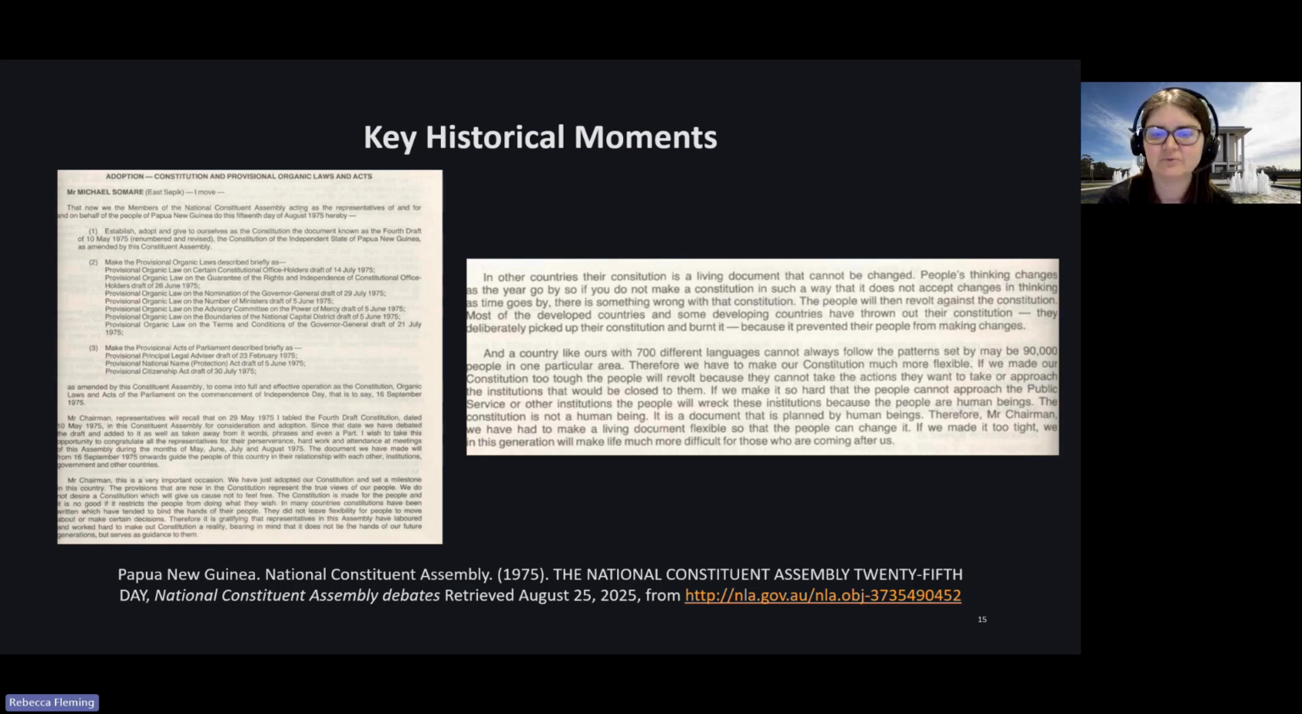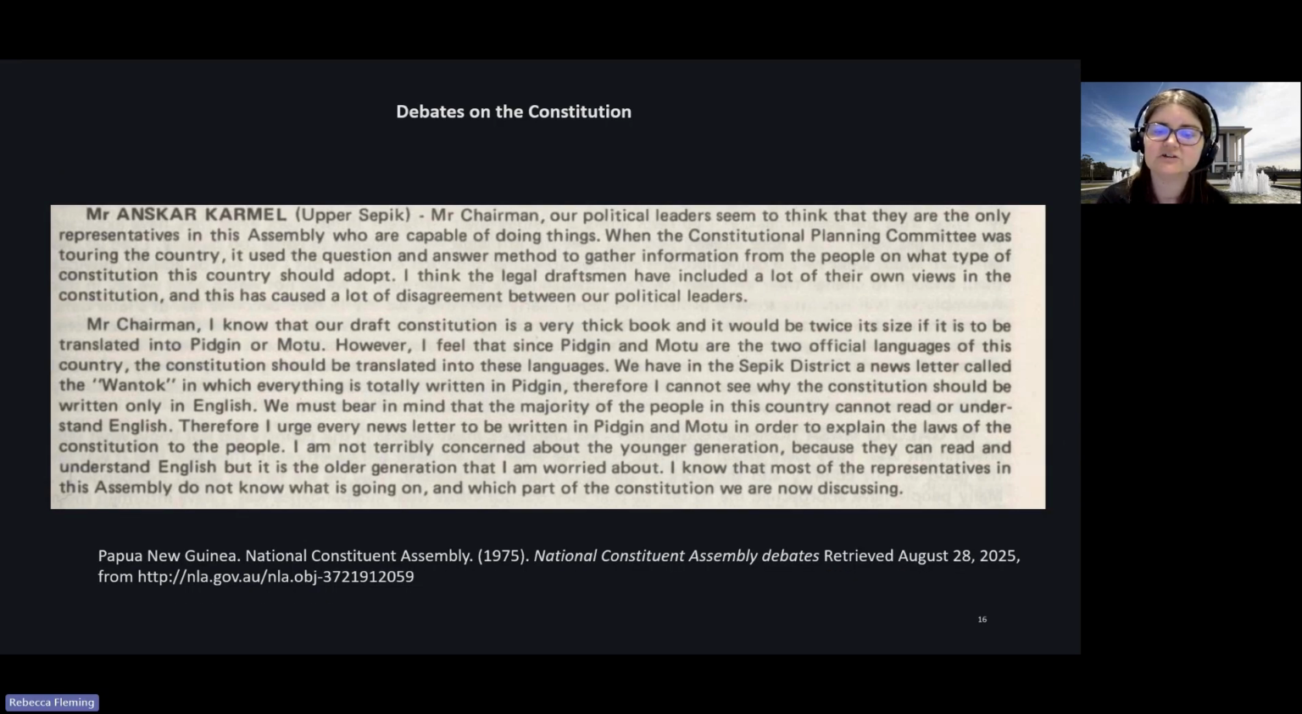This is obviously an important moment in PNG history, but the moments which led up to it, which included debates and discussions on what should be included in the Constitution, are equally important, and you can explore them through these parliamentary debates. So if we look at the next slide, one of the issues raised during the formation of the Constitution was that it should be written in Pidgin and Motu as well as English.